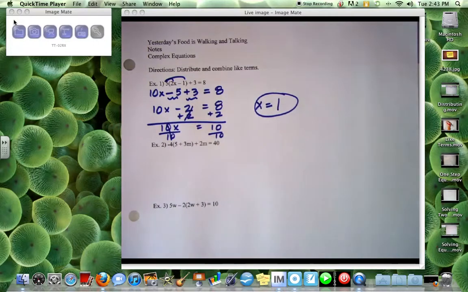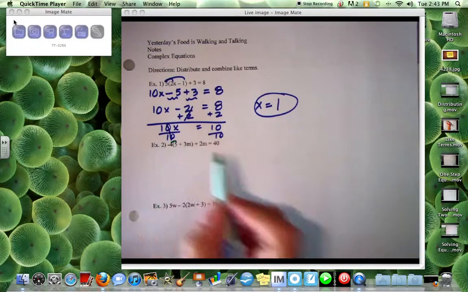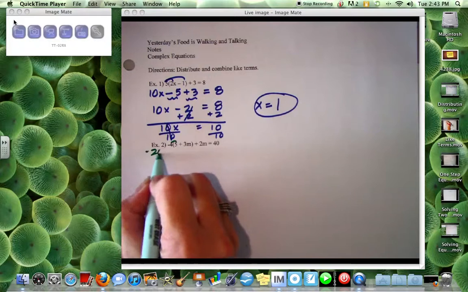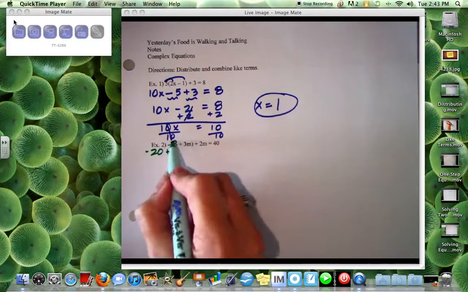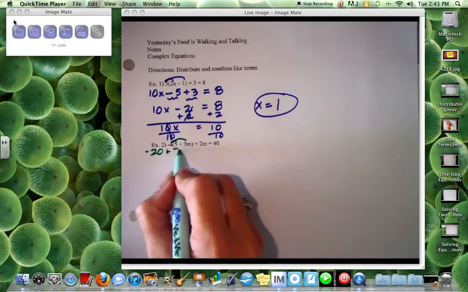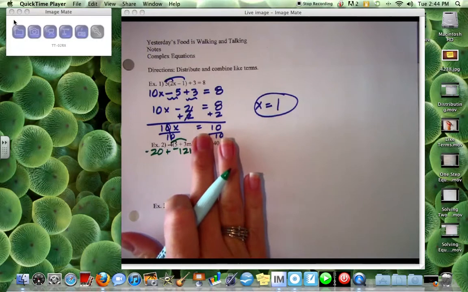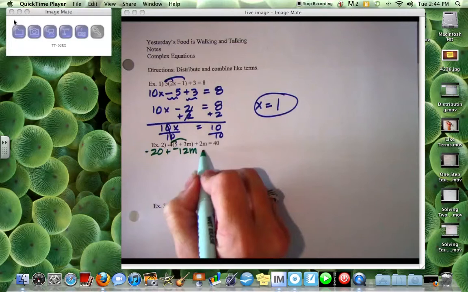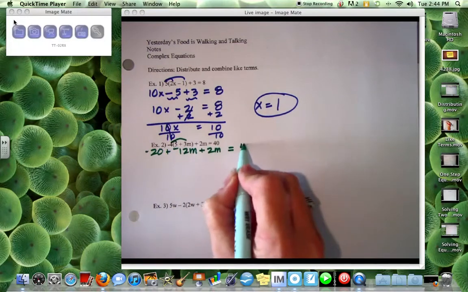Example 2, we need to distribute again. So we have negative 4 times 5, which gives us negative 20. Bring down the plus sign. We have negative 4 times 3m, which gives us negative 12m. We have finished distributing. We've taken care of everything that's inside the parentheses. So now we can bring down the plus 2m equals 40.